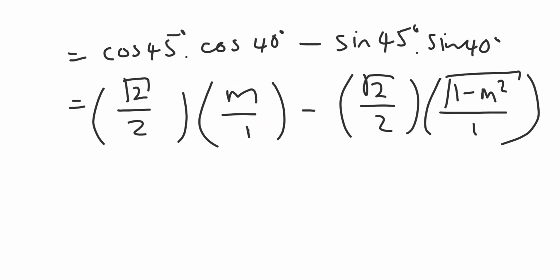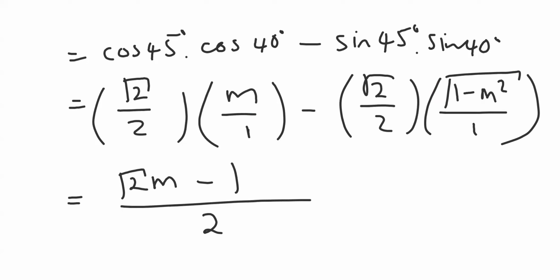Now you can just multiply everything together. Your LCD is going to be 2. On the left-hand side, we're going to have square root 2m. On the right-hand side, we'll have the square root 2 being multiplied by the other square root. So that gives us the square root of 2 minus 2m squared. You just multiply the square roots. You multiply this with that, and you get that.